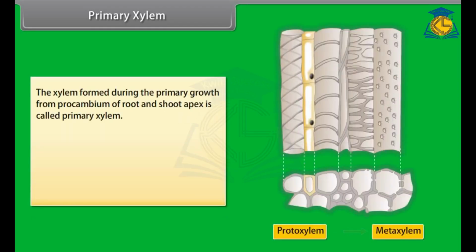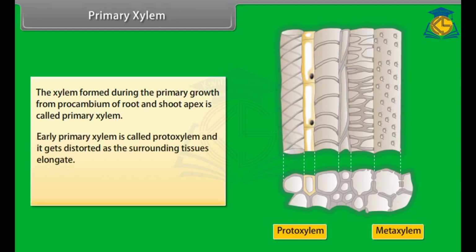Primary xylem. The xylem formed during the primary growth from the procambium of root and shoot apex is called primary xylem. Early primary xylem is called protoxylem and it gets distorted as the surrounding tissues elongate. The xylem that is formed at the last is called metaxylem.